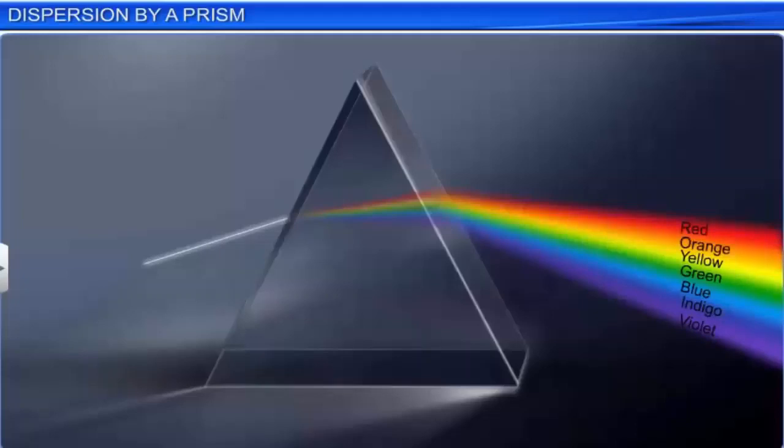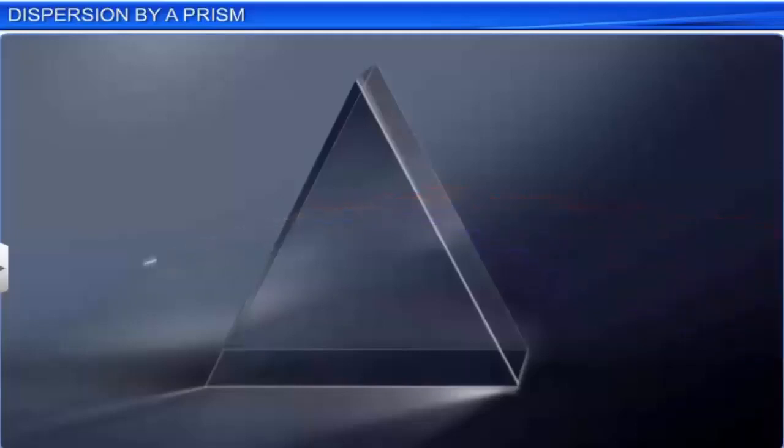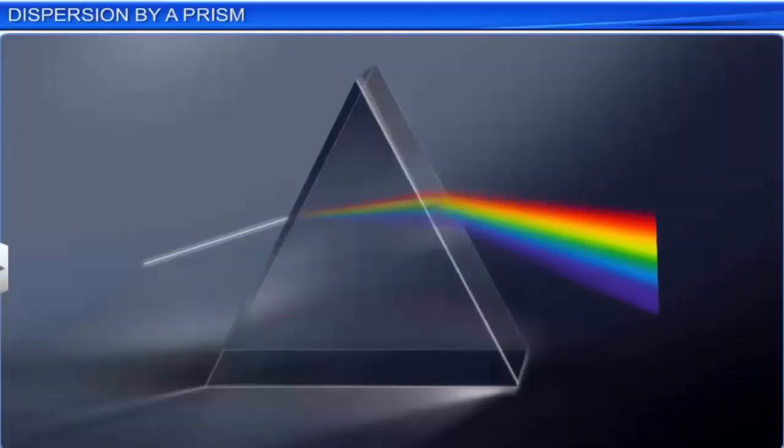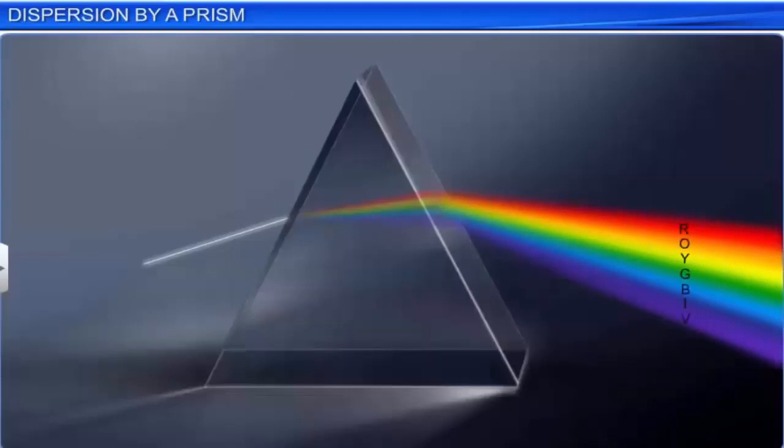The sequence of colors can be remembered by the acronym VIBGYOR, formed by the first letters of all the 7 colors. It was Isaac Newton who proved that these colors are already present in white light, and that the prism splits the white light into its constituent colors.